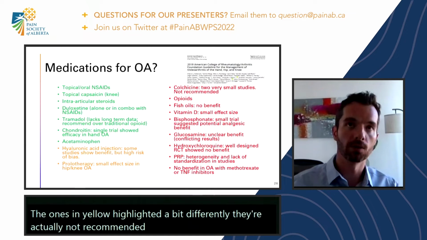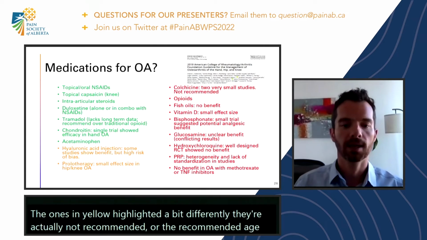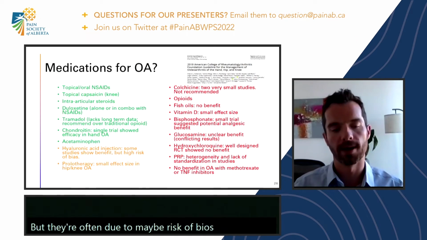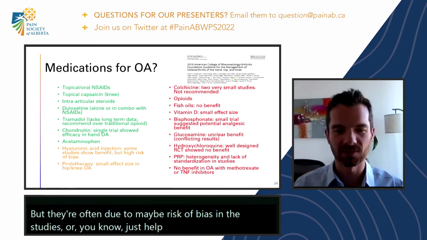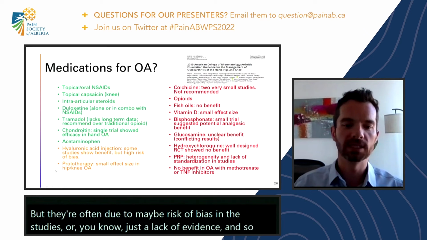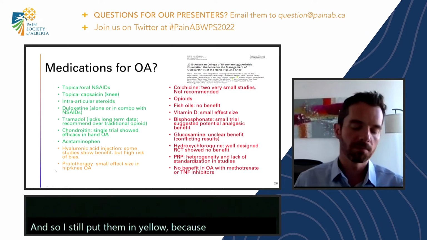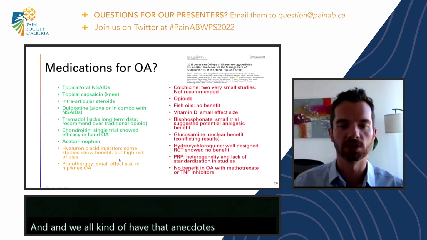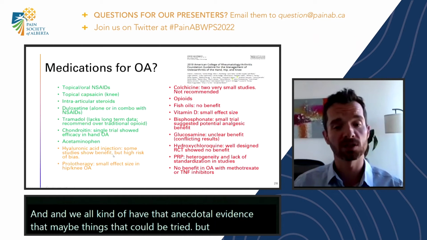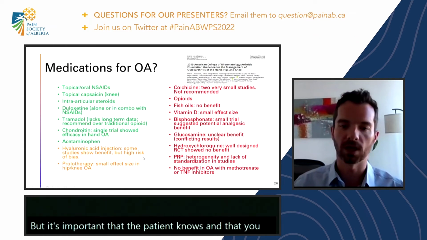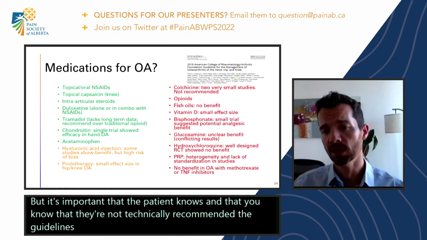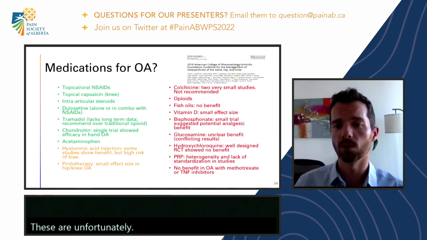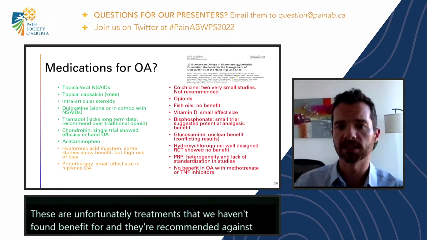They're actually not recommended, or they're recommended against in the guidelines, but often due to maybe a risk of bias in the studies or just a lack of evidence. And so I still put them in yellow because there is some potential benefit, and we all kind of have that anecdotal evidence that maybe these are things that could be tried, but it's important that the patient knows and that you know that they're not technically recommended in the guidelines. On the right, these are unfortunately treatments that we haven't found benefit for and they're recommended against in the guidelines.